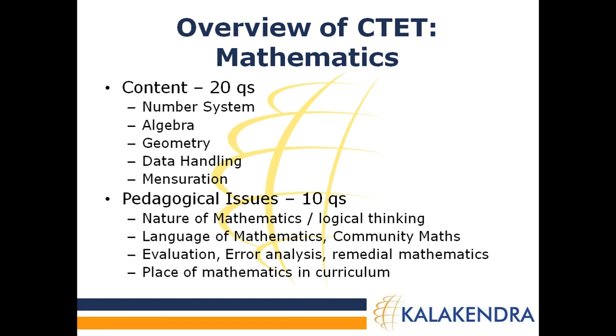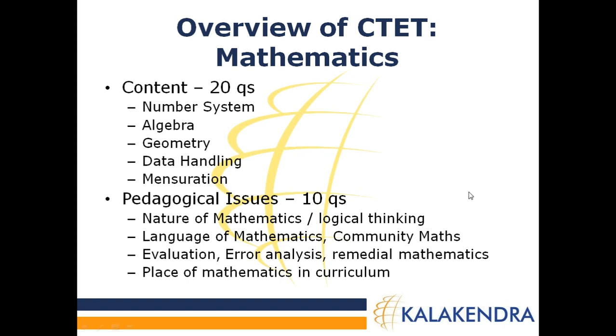As far as mathematics areas are concerned, please remember the difference between paper 1 and paper 2 is that in paper 2 you have 20 questions of content, actual questions from the 6th to the 8th grade, and 10 questions on pedagogical issues, vis-a-vis what we saw last week in terms of CTET paper 1, where there was equal distribution of content and pedagogical issues.